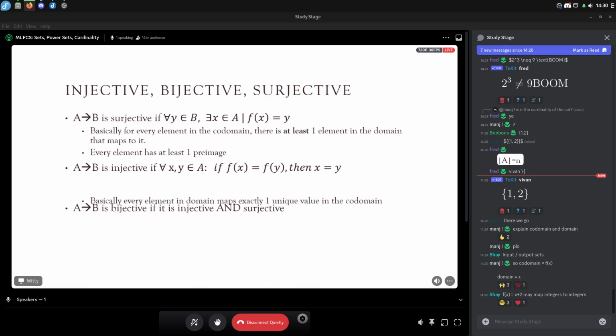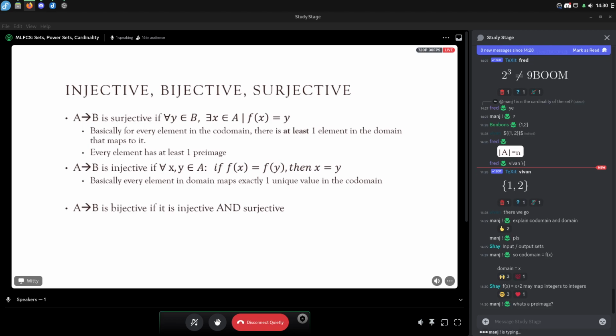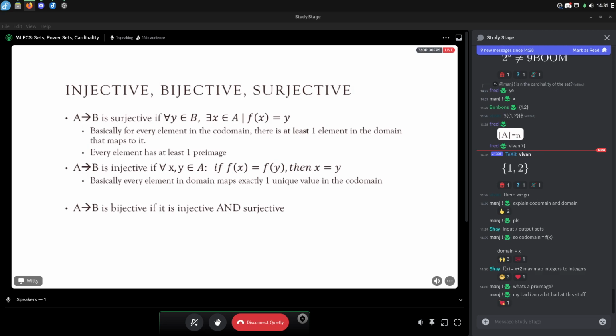At least one. And then let's move on to injective. Injective means for all x's and y's in the set A, if f of x is equal to f of y, then x has to be equal to y. If that's true, then it's injective. If the mathematical notation is confusing, because yeah, I agree, it is, what that's saying is every element in the domain maps to exactly one unique value in the codomain.